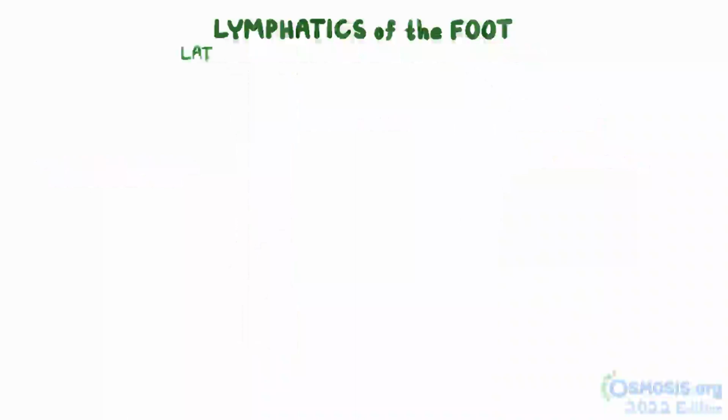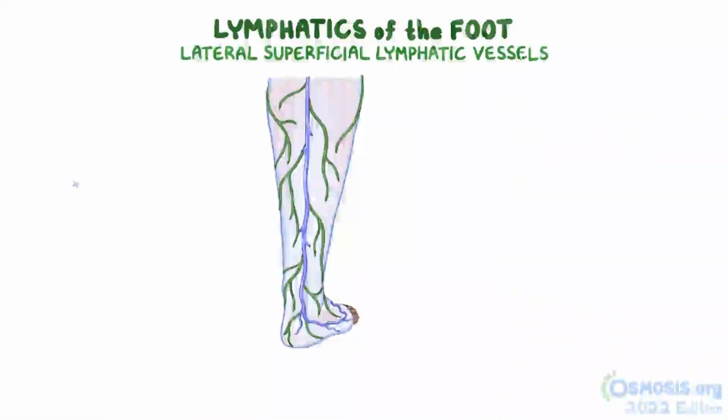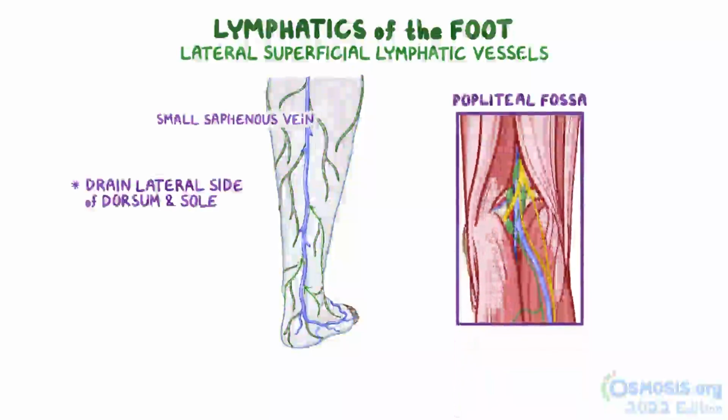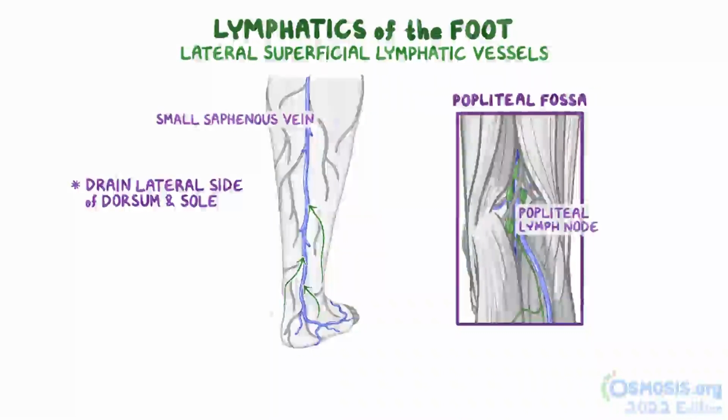On the other hand, the lateral superficial lymphatic vessels drain the lateral side of the dorsum and sole of the foot, and most of these vessels accompany the small saphenous vein to the popliteal fossa, where they enter the popliteal lymph nodes.